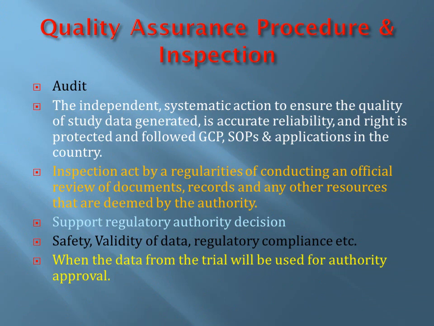And the next slide is quality assurance procedure and inspection. First, audit is an independent systematic action to ensure the quality of study data generated is accurate and reliable, that the rights of subjects are protected, and that GCP, SOPs, and applicable requirements in the country are followed. Next point, inspection is the act by regulators of conducting an official review of documents, records, and any other resources deemed relevant by the authorities. Second point, it supports regulatory authorities' decisions on the acceptability of data and regulatory compliance, when the data from the trial will be used for authorities' approval.